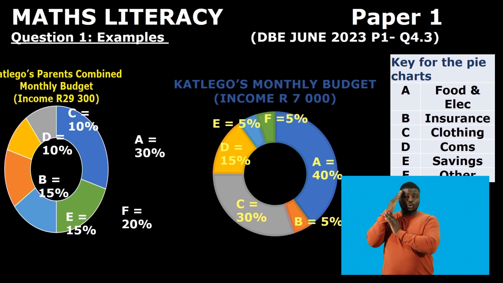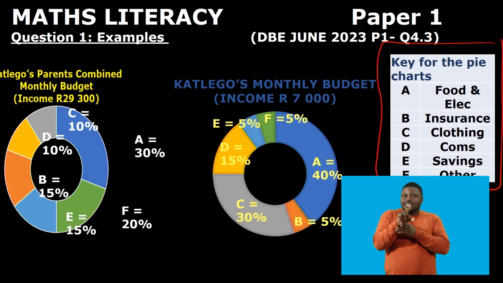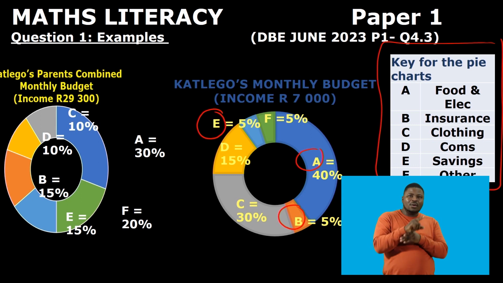And then remember, what is important for a pie chart like this is a key where they explain all the different abbreviations or symbols so that you can understand it better.